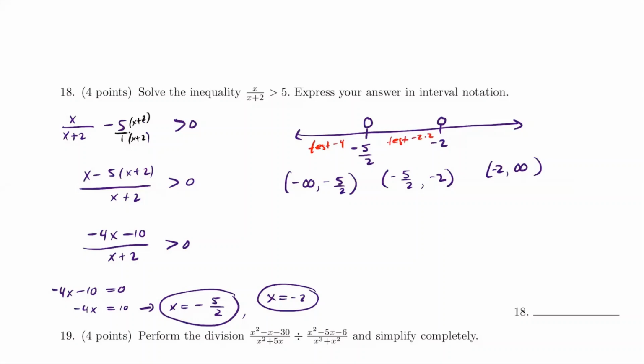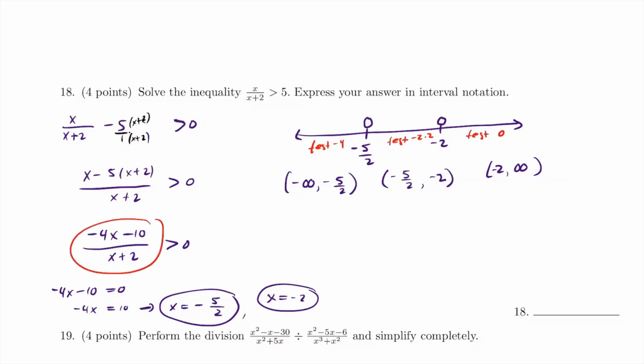negative 2.2, a little bit between. Negative 5 over 2 is negative 2.5, so negative 2.2 is fine, or negative 2.3. Here we can test 0. That's easy. Now plug them into this expression.